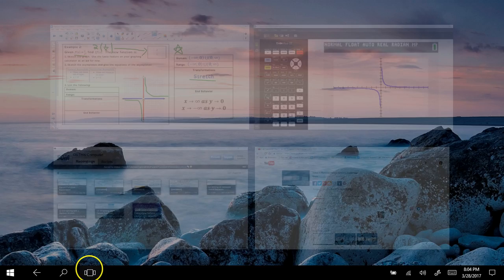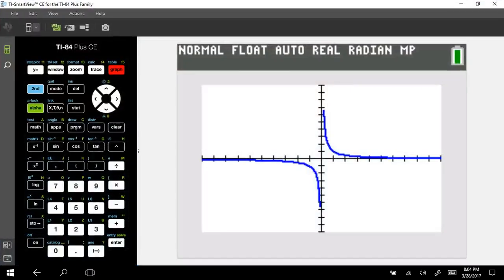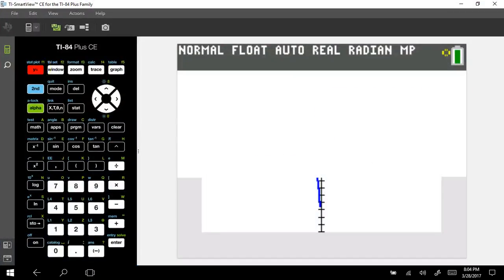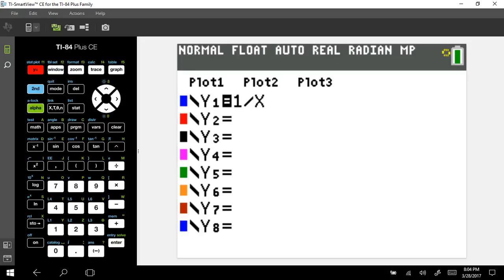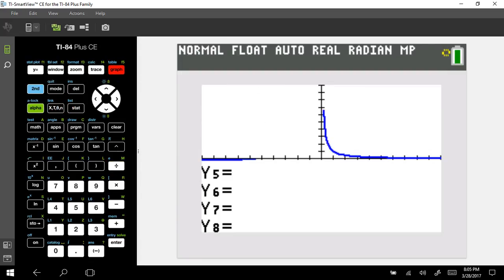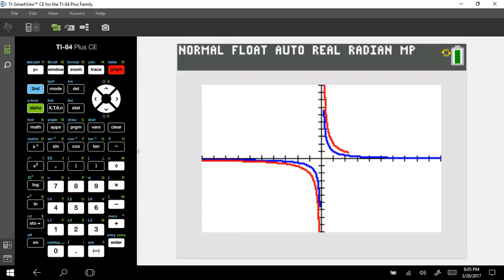But what I want to do is just go back to the graphing calculator and add to y2. We're just going to do 2 over x, 2 divided by x. And then we'll graph it. What's nice about the TI-84 Plus CE is that our original function 1 over x, which was y1, is in this blue color, and then the 2 over x is in the red color. Okay, so it's just being stretched.